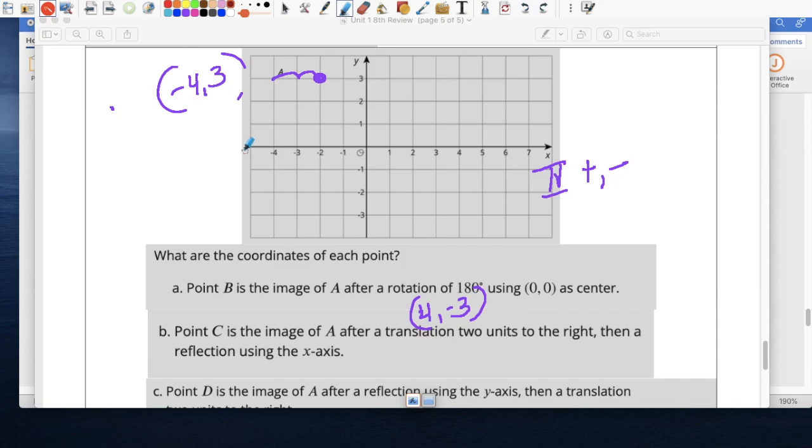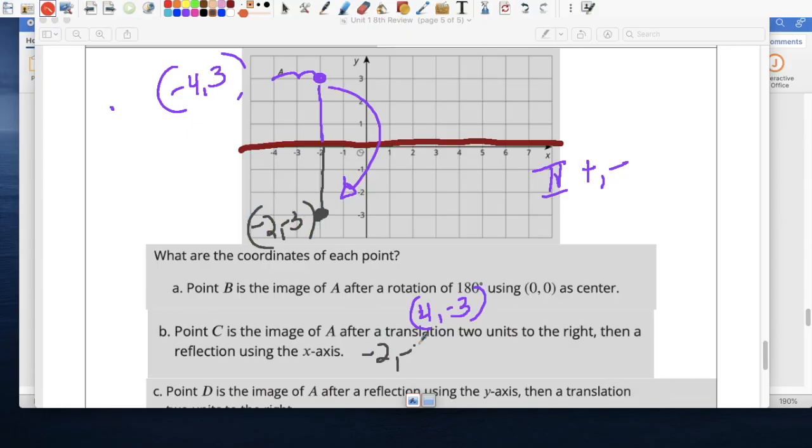Who's your x-axis? This is your x-axis right here. So let's reflect this point to this side. So let's count. That's 1, 2, 3. So its reflection is going to be 1, 2, 3 right here. What's this point? This point is -2, -3. It was a translation. So move it 2 to the right and then reflect it over the x-axis.